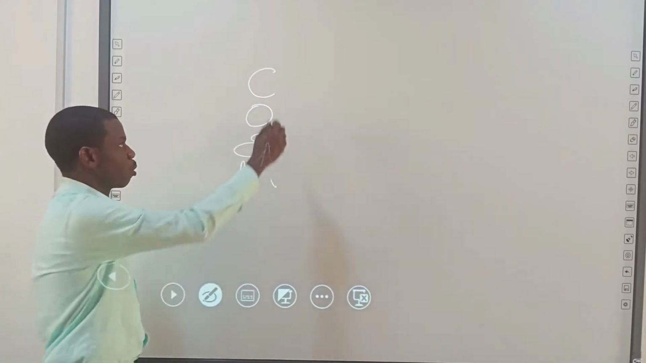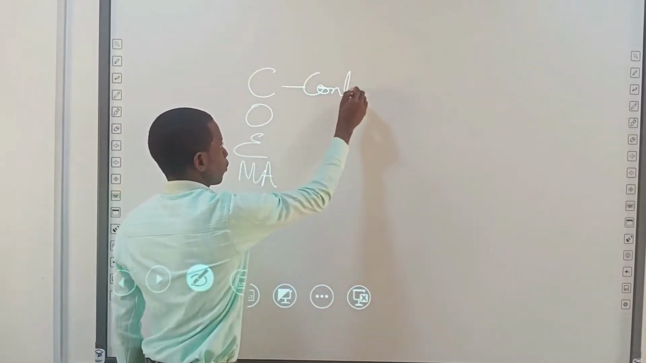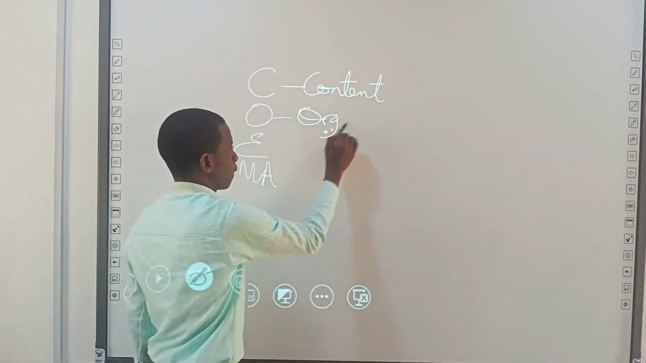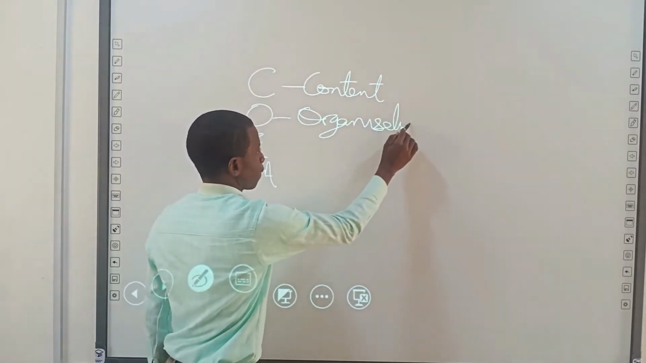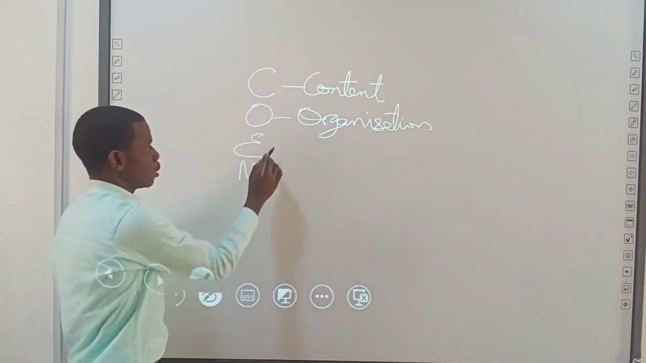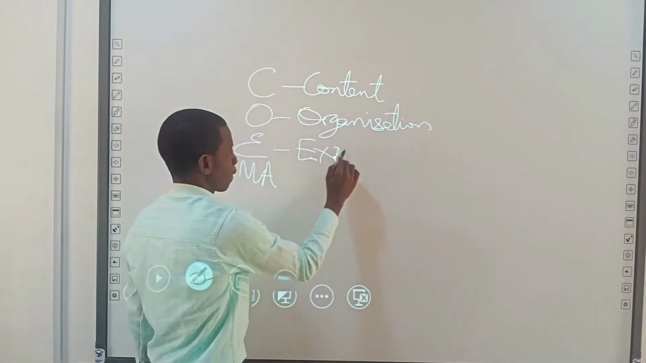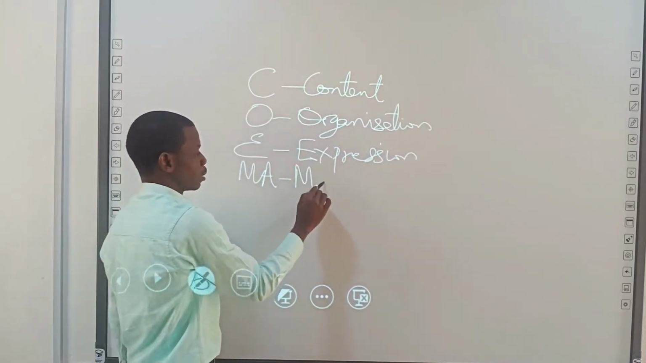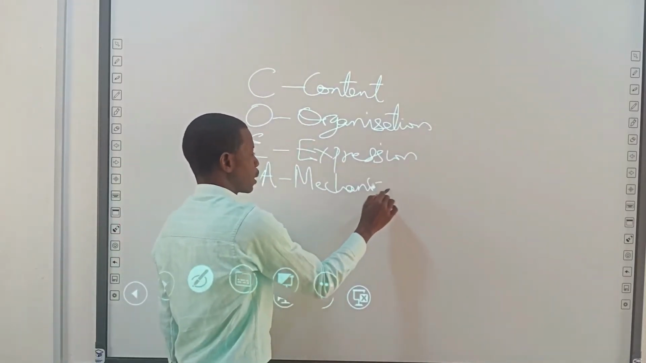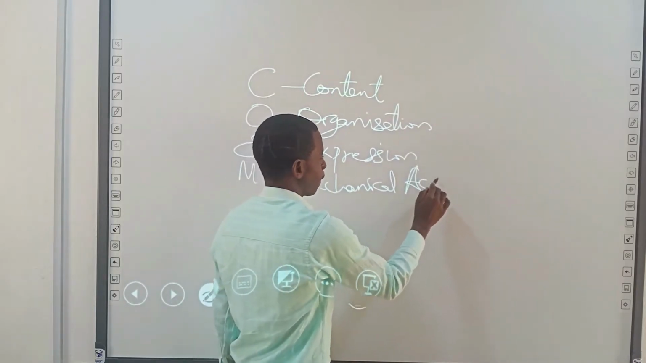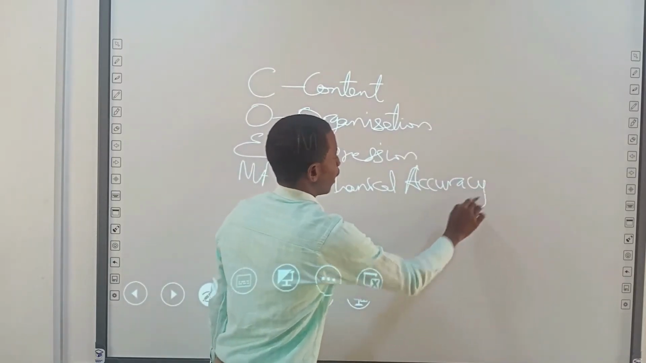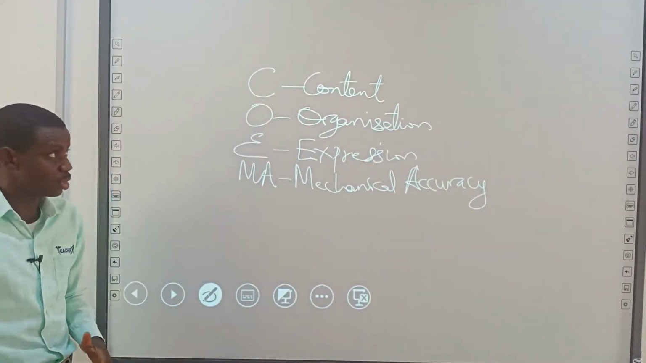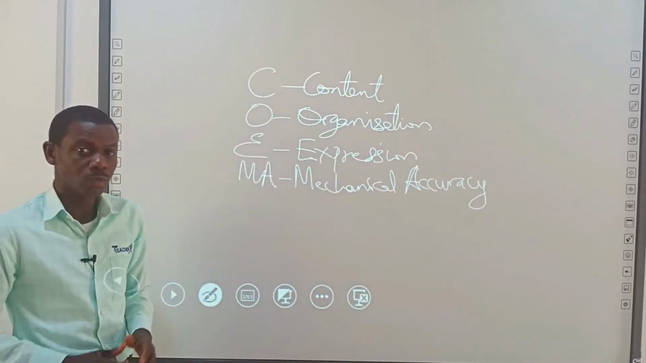The C stands for content. The O stands for organization. The E stands for expression. And the MA stands for mechanical accuracy. All right, now these are the criteria. Now let me quickly explain one by one.